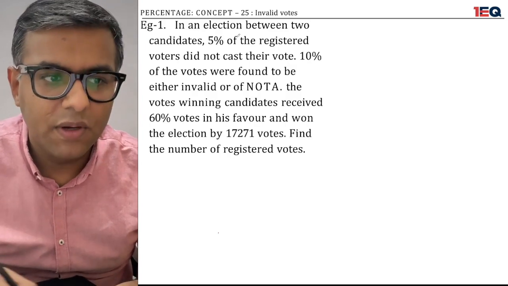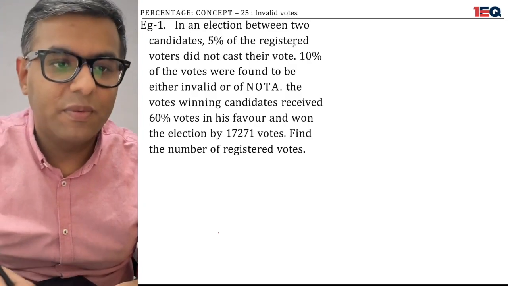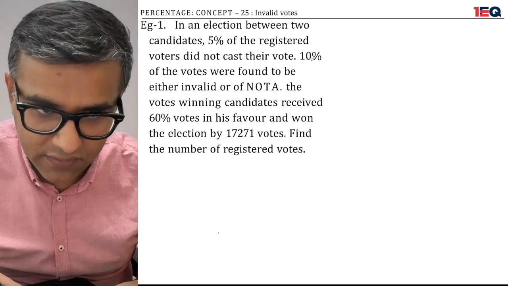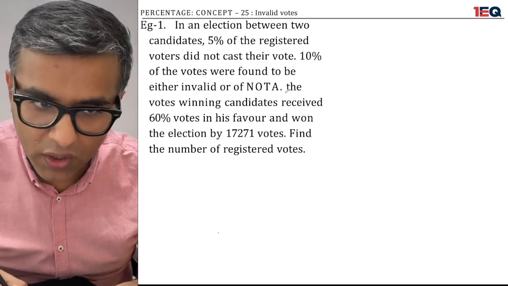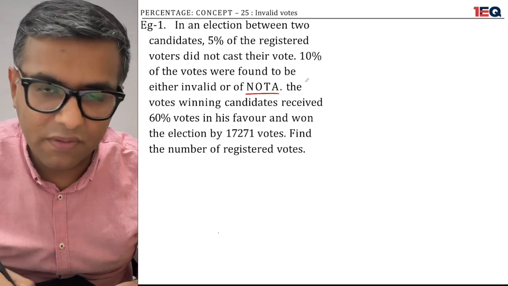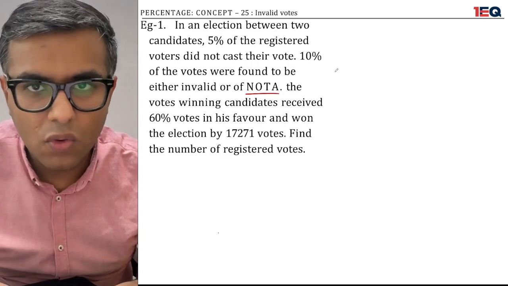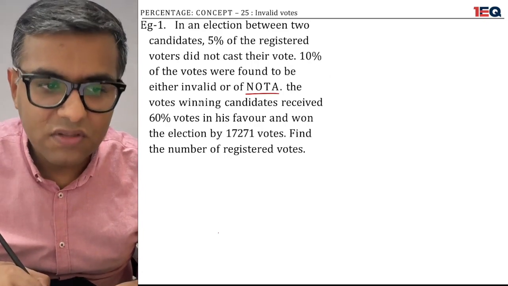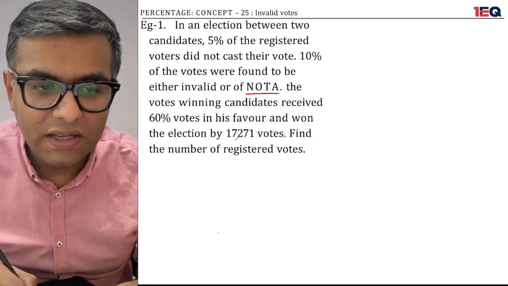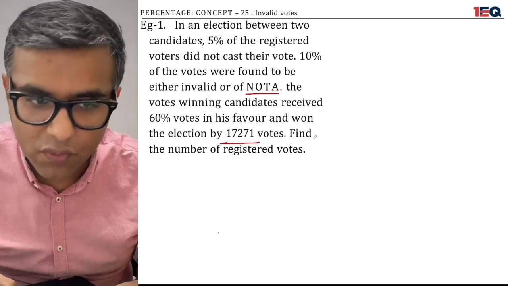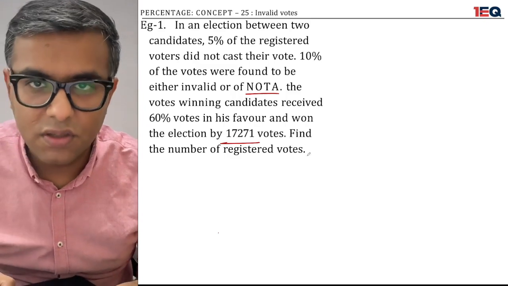In an election between two candidates, 5% of the registered voters did not cast their vote. 10% of the votes were found to be either invalid or NOTA. NOTA means none of the above, so the vote would not go to anybody. The winning candidate received 60% votes in his favor and won the election by 17271 votes. Find the number of registered voters.